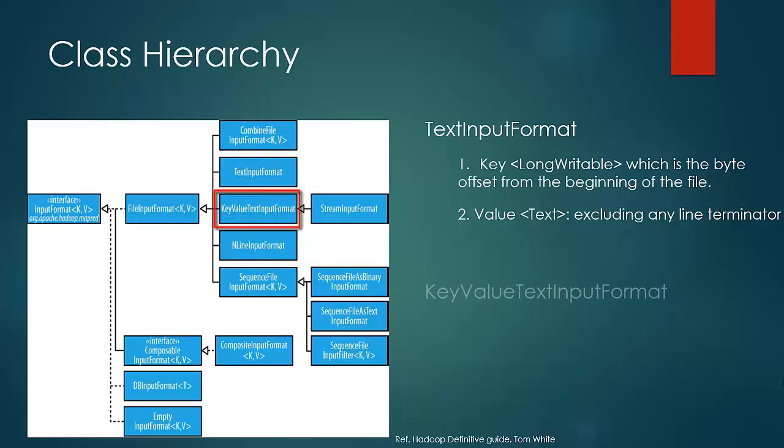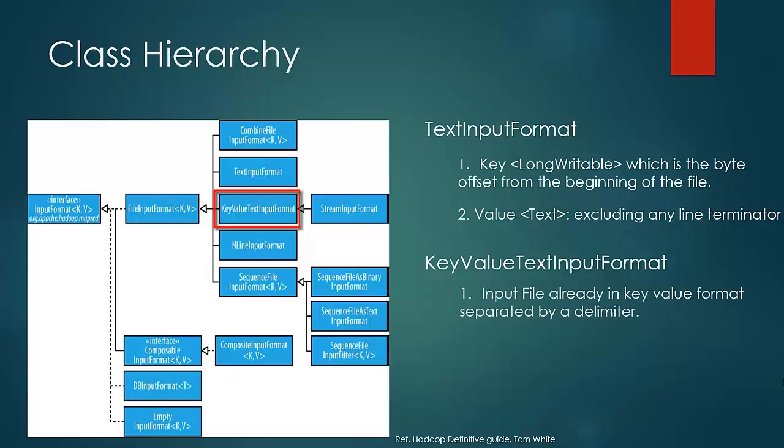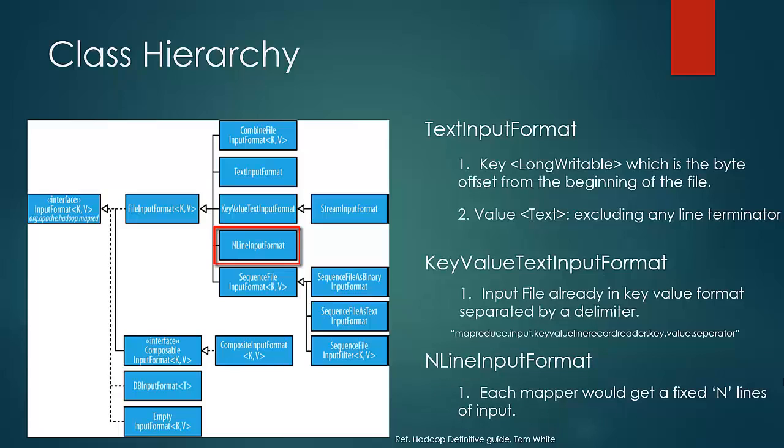Next is the KeyValueTextInputFormat. It is used in the case where the key is already present in the input file and the key and value are separated by a delimiter. The delimiter by default is a tab character, but it can be customized through mapreduce.input.keyValueLineRecordReader.key.value.separator. Next is NLineInputFormat. NLineInputFormat divides the input into splits with a fixed number of lines. So if n is 5, then every map would be given 5 lines as input.